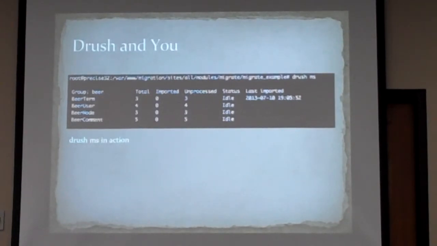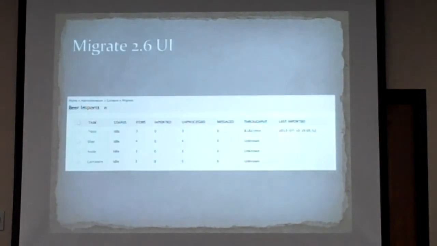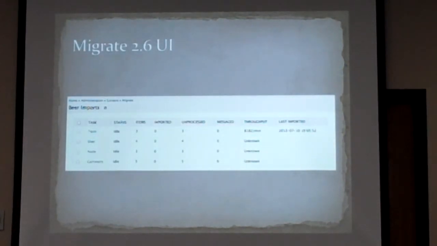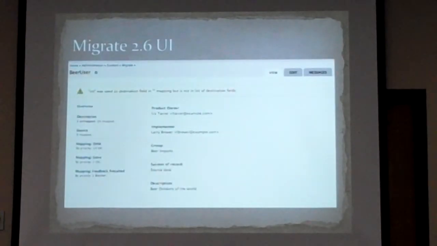This is your migrate status command. So that's just showing the beer migration. It hasn't done anything yet. Last imported status, how many processed, etc. And then a couple of screenshots of the Migrate 6 or 2.6 UI, which I'll actually show you. So I'm just going to speed through those real fast.